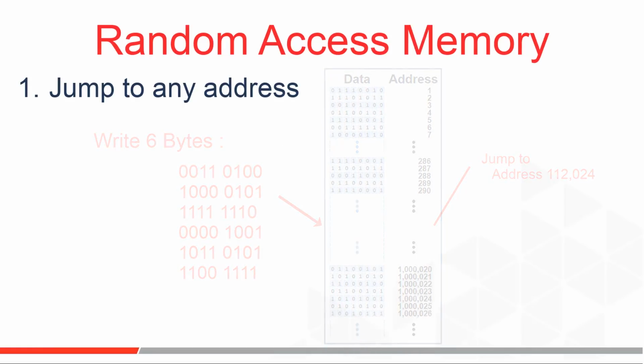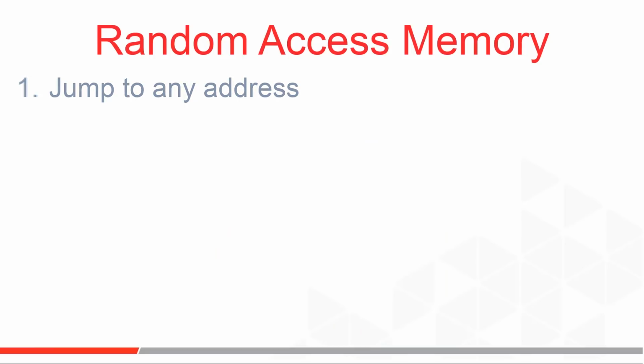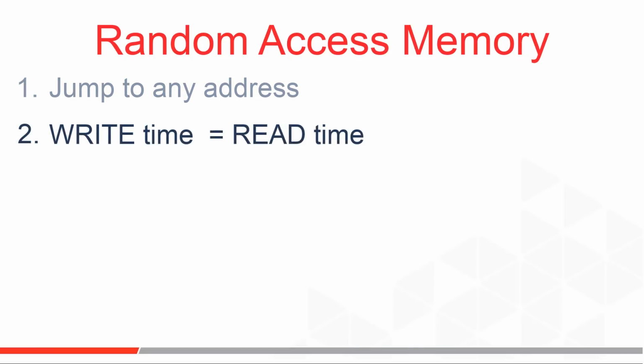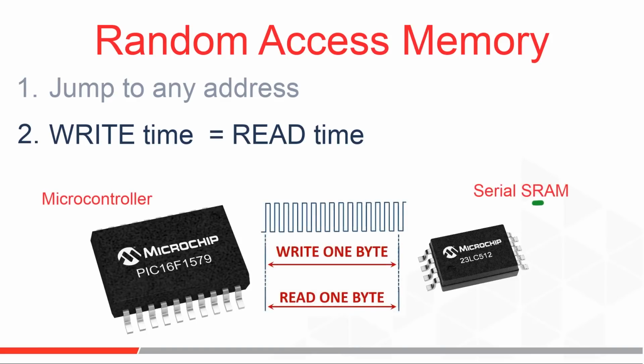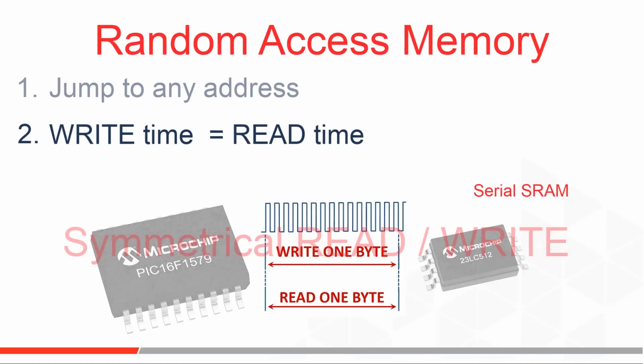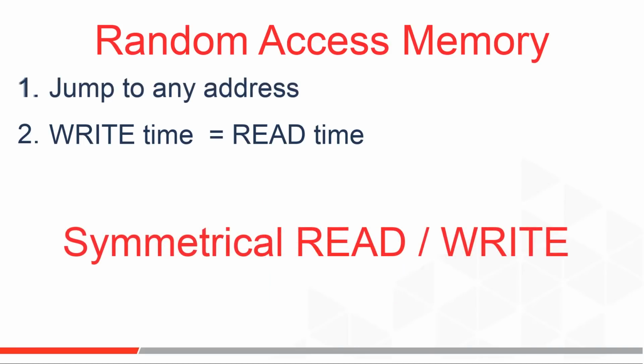The second trait of random access is that writing new data into a certain address can be done just as quickly as reading the data from that address. In other words, from the microprocessor or microcontroller's perspective, the timing to erase and overwrite is the same as the timing to just read the data at any address. We call this trait symmetrical read and write.